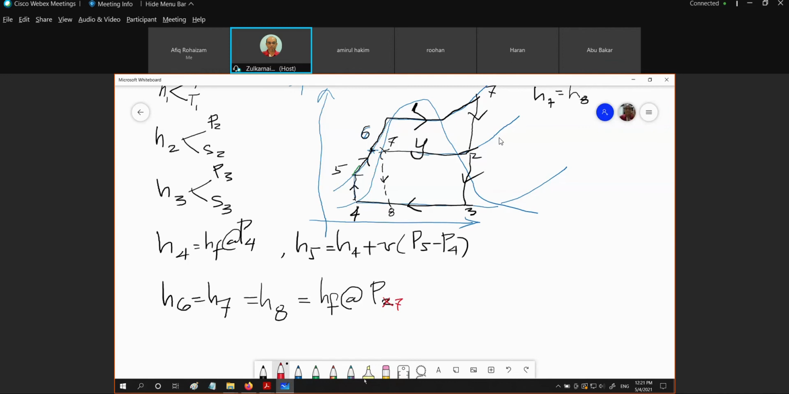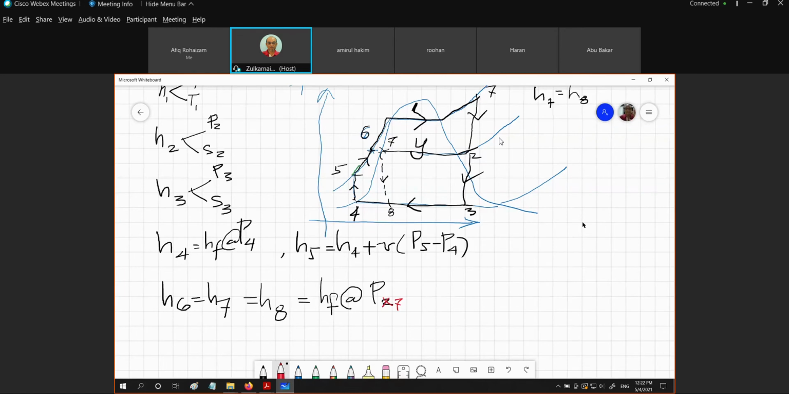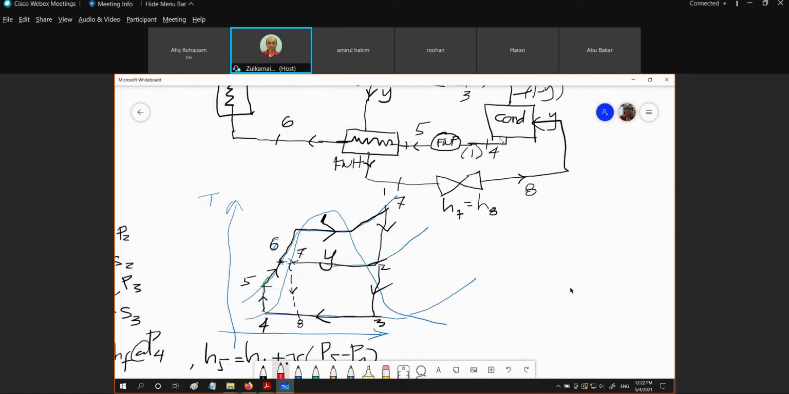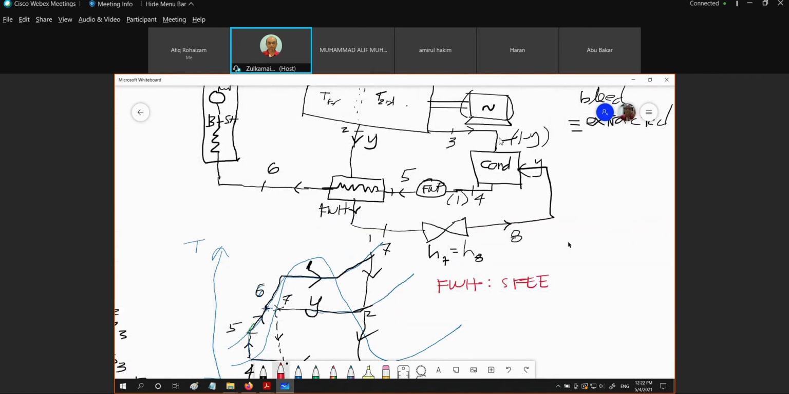And there's one final parameter that we must have. What is it? After getting all the enthalpy, what's next? You're going to get Y. So looking at the feed water heater, by using the energy balance of the SFEE, steady flow energy equation, the energy in is equal to the energy out.